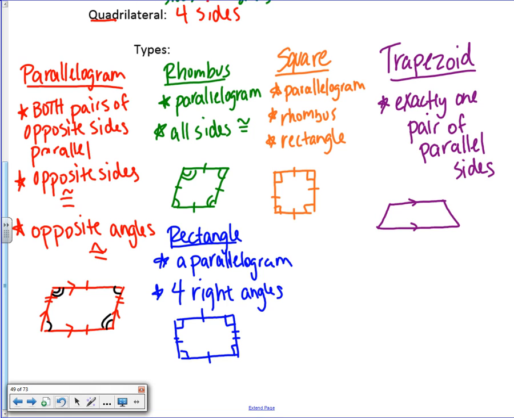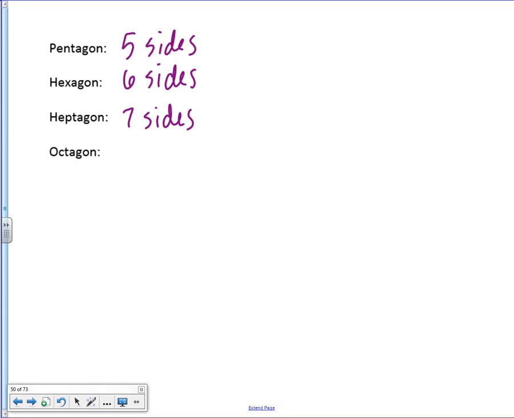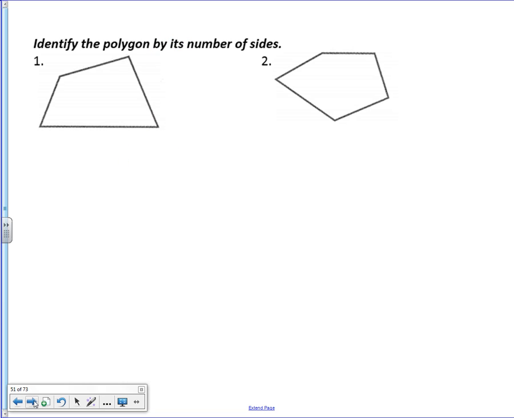All right, a few different shapes. We have a pentagon, a hexagon, a heptagon, and an octagon. And remember, guys, if they are regular, that means all of their sides are congruent. So let's take a look. Identify the polygon by its number of sides. Notice all they're telling you is the number of sides. They're not telling you about angles. They're not telling you about parallel sides, just the number of sides.